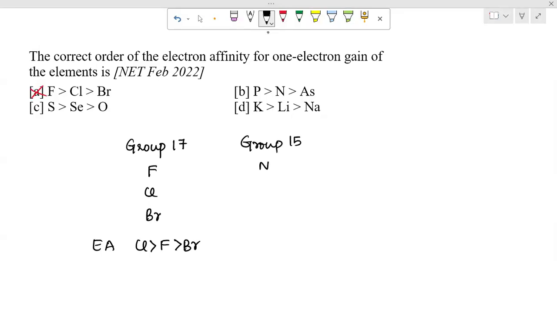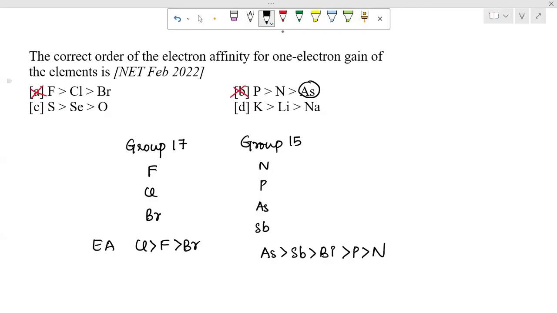So we have nitrogen, phosphorus, arsenic, antimony. We have only this much. So the actual order over here is arsenic, antimony, bismuth, then phosphorus, and then nitrogen. Is that the order which is written? No, arsenic is over here. So it's not option B as well.